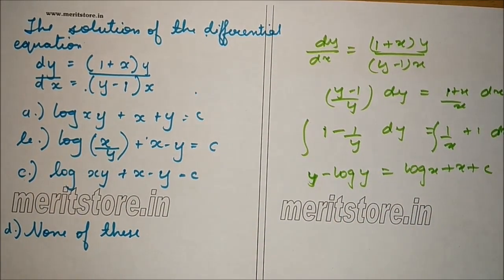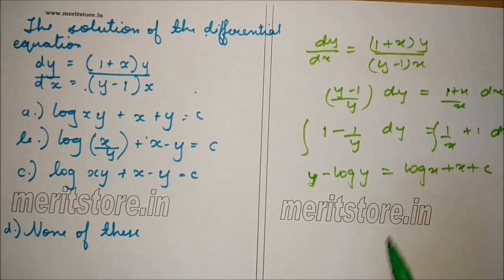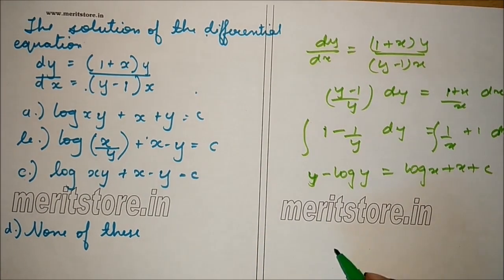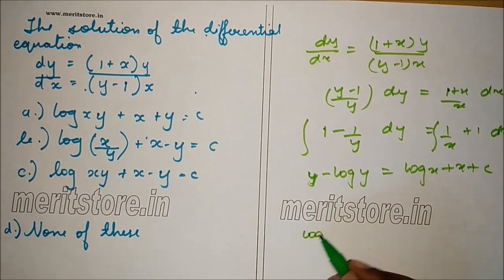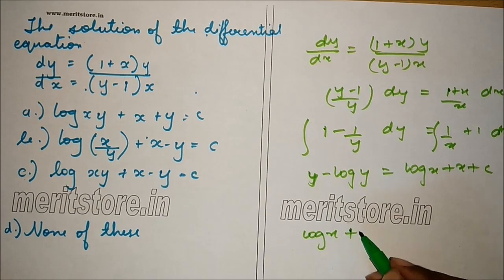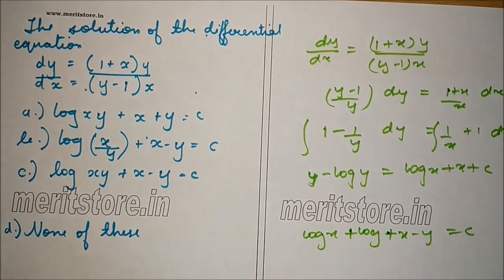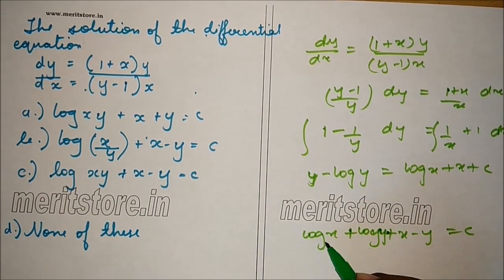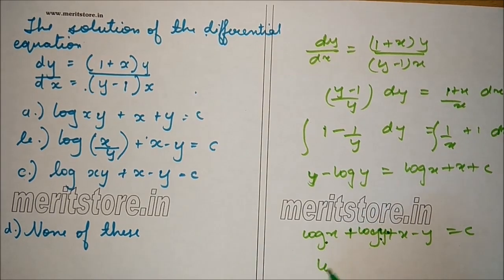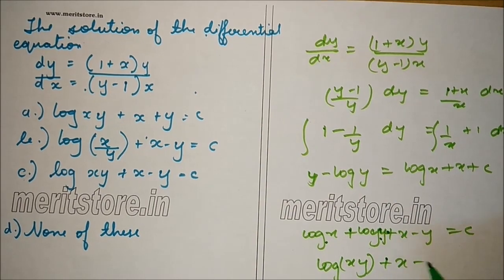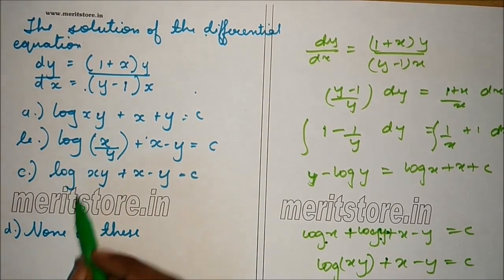Shifting terms to one side, we get log x + log y + x - y = c. By the law of logarithms, log x + log y is equal to log(xy). So log(xy) + x - y = c, which is option C.